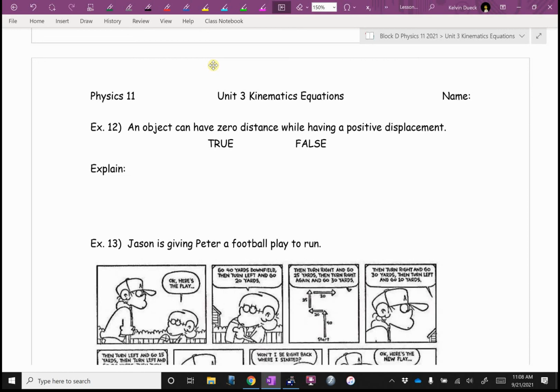An object can have 0 distance while having a positive displacement. True or false? Once again, we're going to vote. How high you hold your hand up is how sure you are of the answer. So an object can have a distance of 0 and also have a positive displacement. Who says, totally can't? True, Mr. Dick. This is true. You got 2. You've swung one voter over. Who says false?